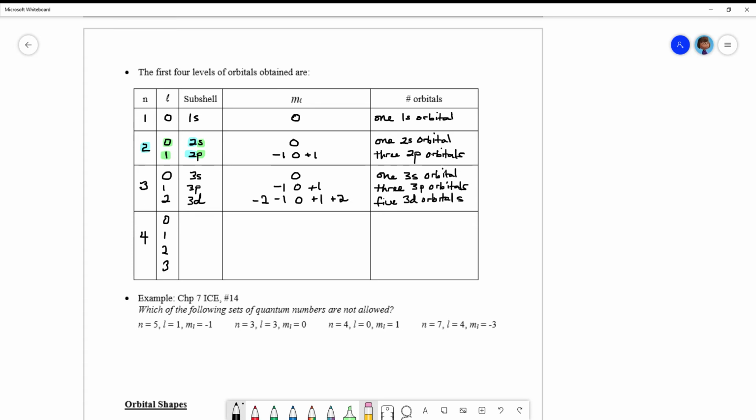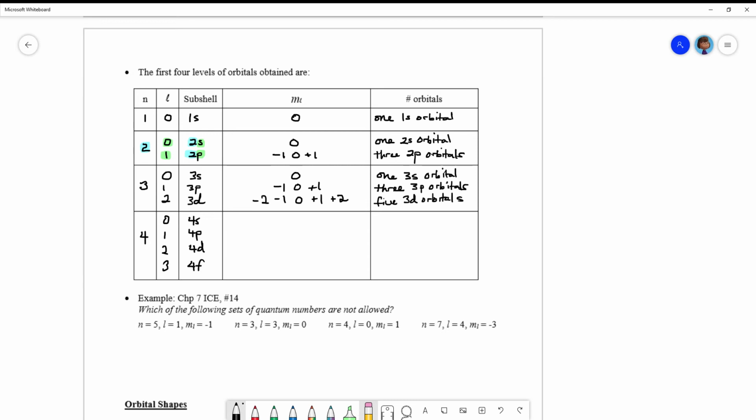So 4 and 0, that's the 4s subshell. 4 and 1, 4p subshell. 4 and 2, 4d subshell. 4 and 3 gives us a 4f subshell.